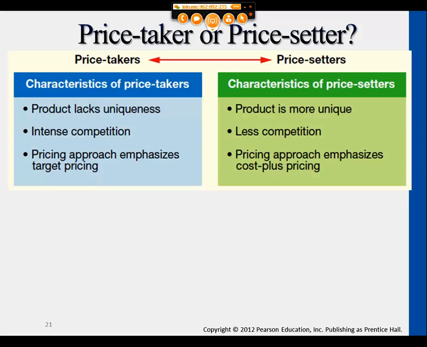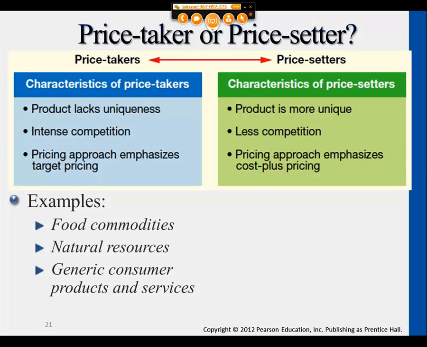Okay, when we have a target pricing, we're going from there to set our price. Let me give you some examples. Food commodities would be a price taker. Why is it a price taker? Because if it's not this grocery store, I'm going to go to the next one. If it's not that farm, I'm going to go to another one if I'm a bigger business.